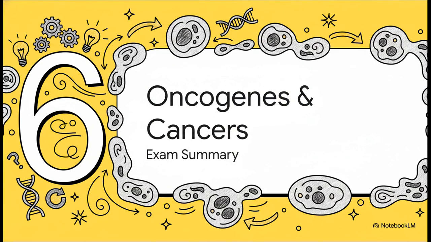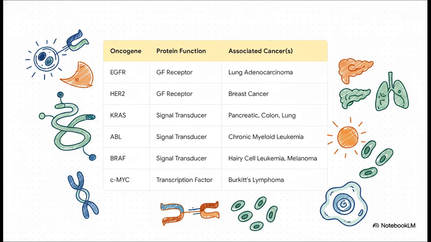All right, to finish up, let's consolidate everything into a high-yield summary of the key oncogenes and the cancers they're associated with. This is pure exam recall material. Take a good look at this table. These are the associations you are very likely to be tested on. Notice the receptors, EGFR in lung cancer, HER2 in breast cancer. For the signal transducers, KRAS is huge in pancreatic, colon, and lung cancers. ABL is famous for the translocation that causes chronic myeloid leukemia, and BRAF is key in melanoma. And finally, the MYC translocation is the hallmark of Burkitt's lymphoma.